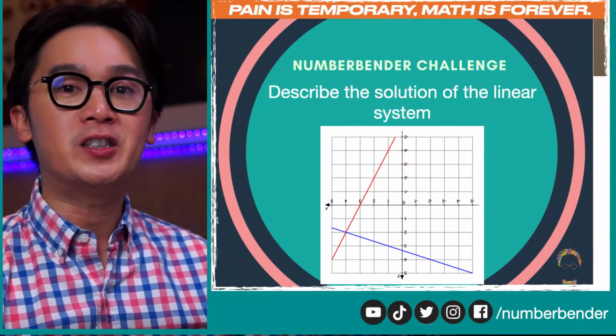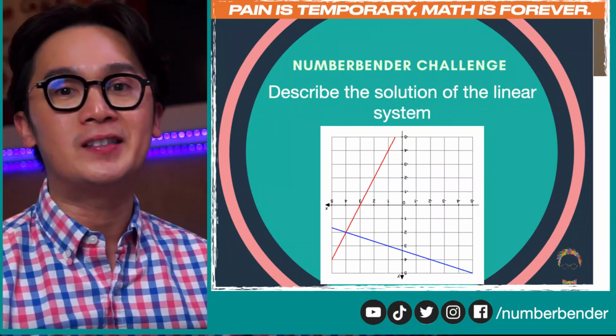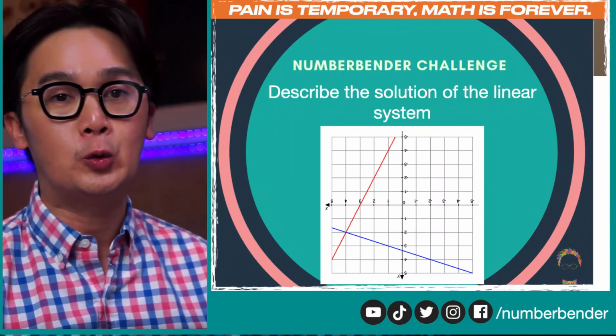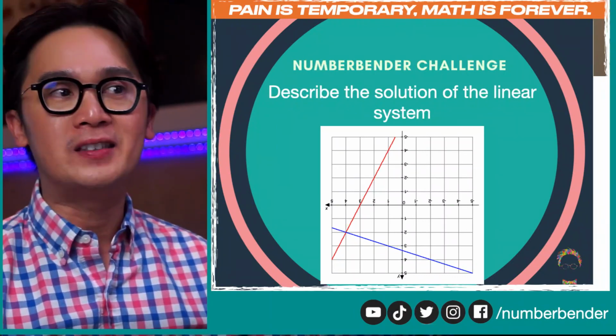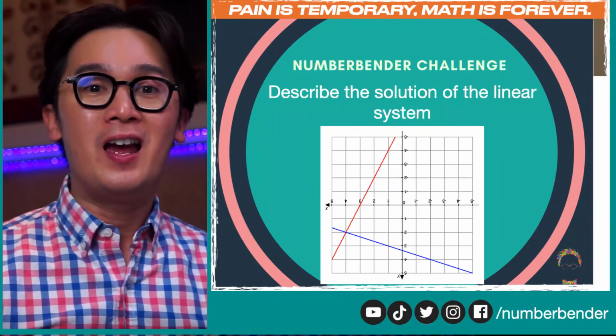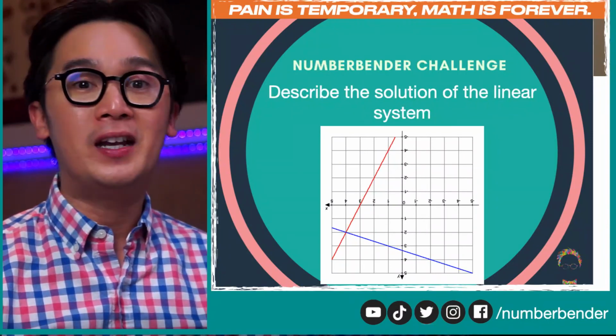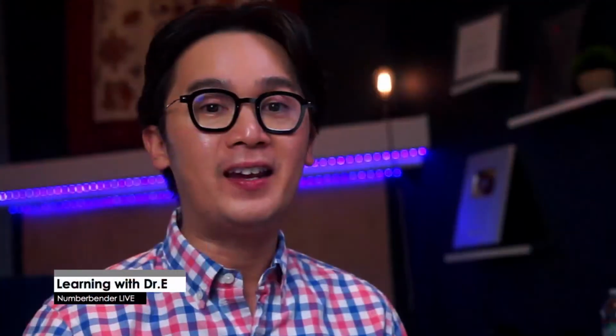So for our Numberbender challenge of the day, you need to describe the solution of the linear system. Does the linear system have one solution, no solution, or infinitely many solutions? Is the system independent or dependent? Or is it consistent or inconsistent? So let's see if you can write the description of our linear system without even solving it, by looking at the graph. And that is our lesson for today on describing the solution of a linear system using the facts that we have established in our lesson today.